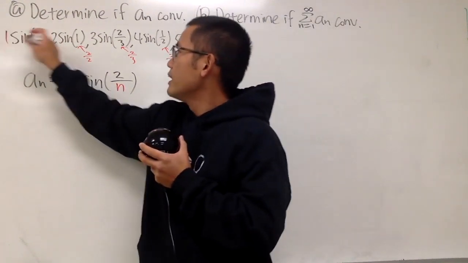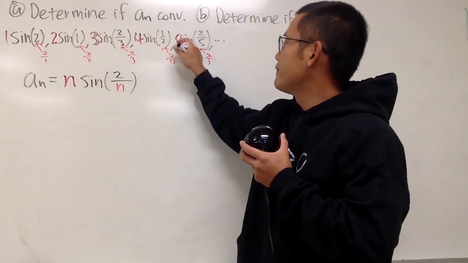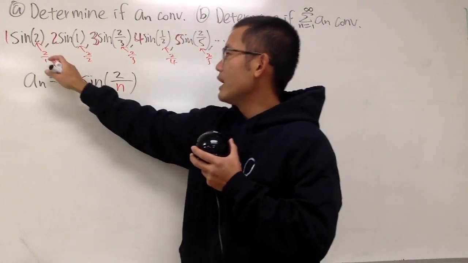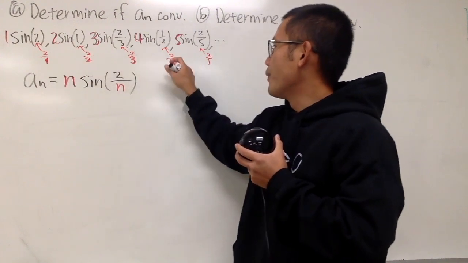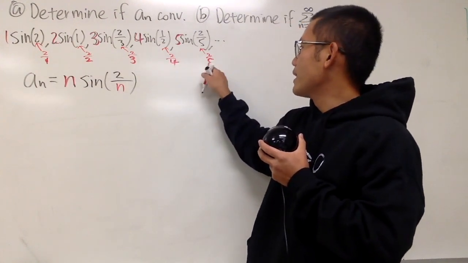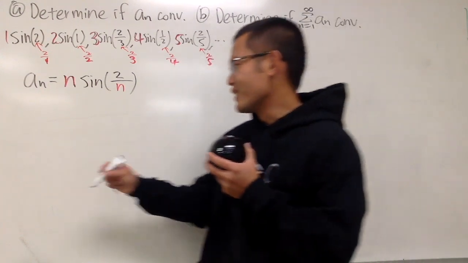So again, 1, 2, 3, 4, 5, and so on. And then we have the 1, 2, 3, 4, 5 on the bottom. So that's it. However, we still have to take the limit, so let's go ahead and do that.